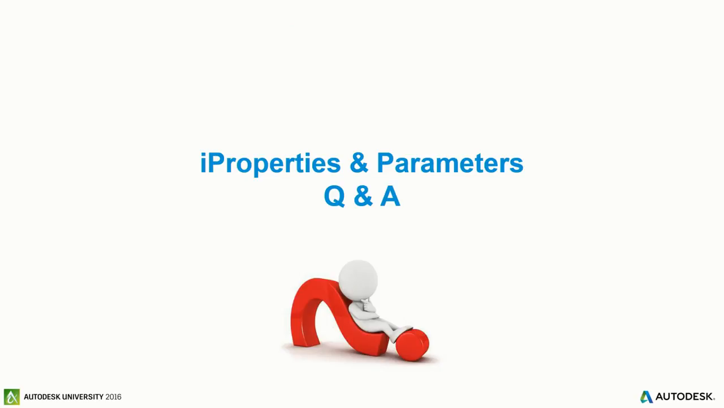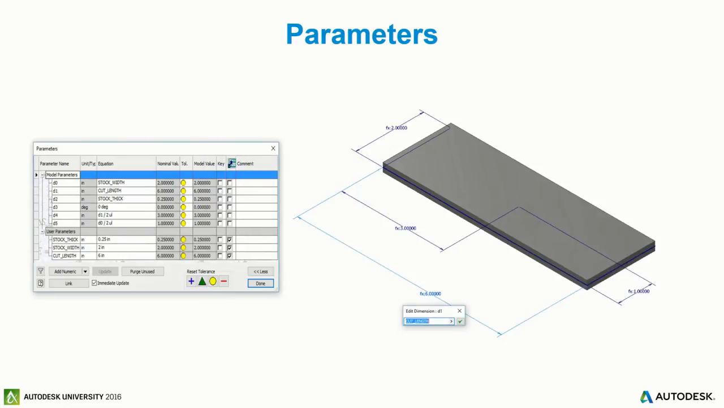Any questions on parameters, iProperties? You can do it in assemblies. Let's say you have a hole in a part. You have 50 holes and they're on a pattern. You can go back in here, put hole distance, or HD, put 50, put 25. If all of a sudden the customer calls up and says, you know what, I need them on 30, double click, you're done. It's so much easier to use a lot of the parameters.